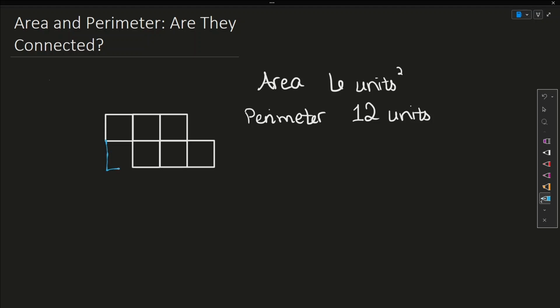We can do that by adding a square right here. Basically, I just took these 2 edges and I kind of made them pop out. Now, with that added piece, we have an area of 7 square units, but our perimeter remains the same.